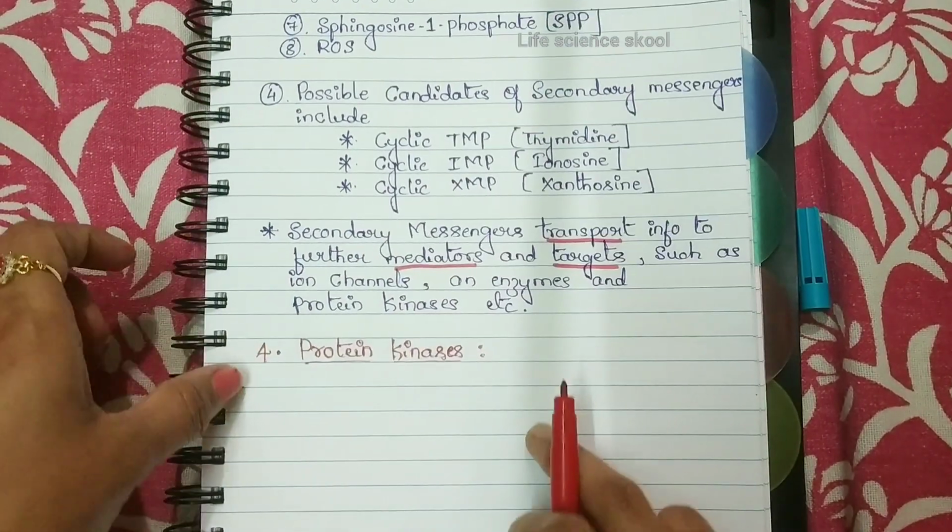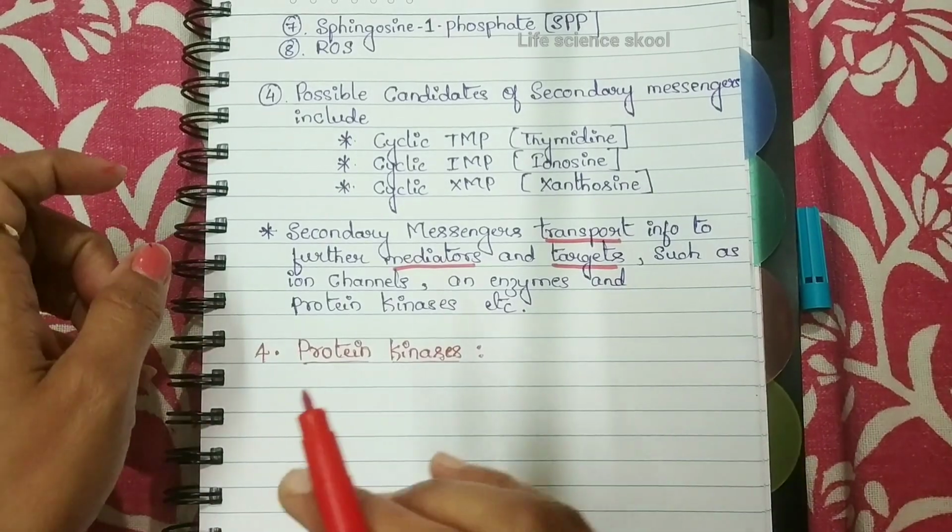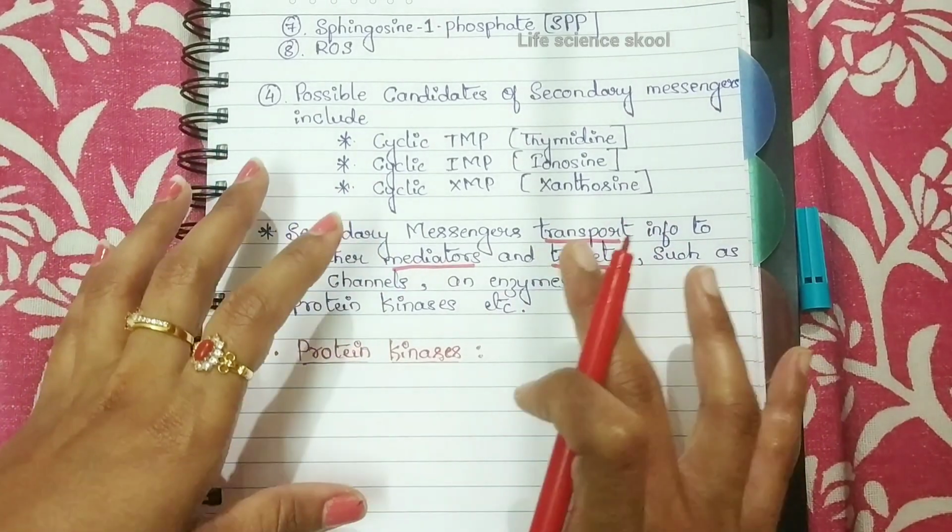And the next type of signaling mediator is protein kinases. We will learn about protein kinases in the next video, the part 5 video.